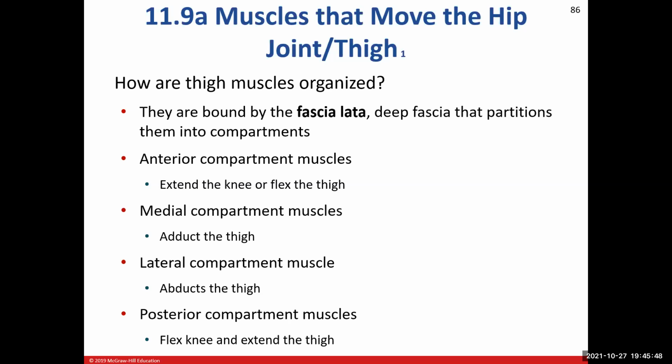The anterior will be the front compartment, the posterior will be the back compartment, and then you have the muscles on the inside of your thigh, that'll be the medial compartment, and the muscles on the outside of your thigh, that'll be the lateral compartment. These compartments are separated by the deep fascia.